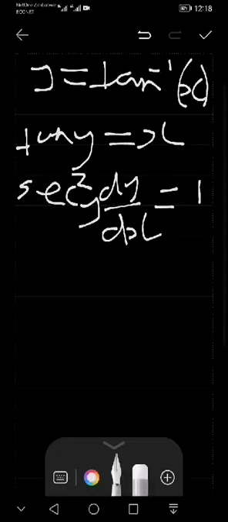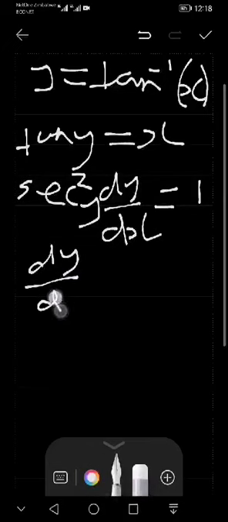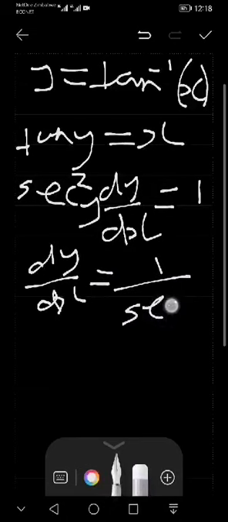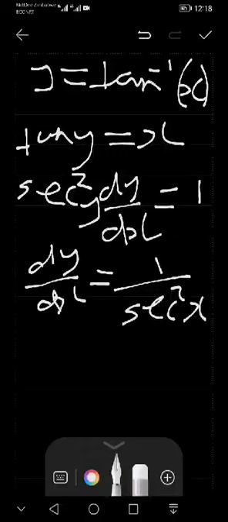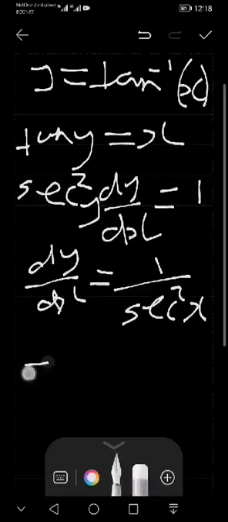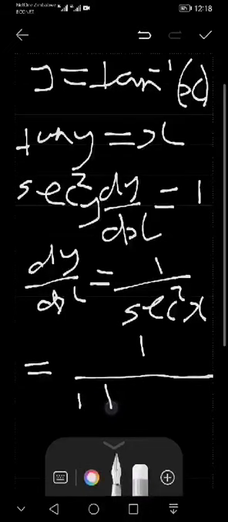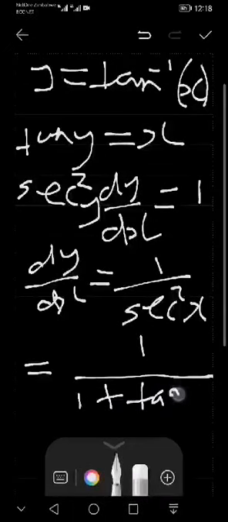Okay, so we can then make dy/dx the subject of the formula. We can say dy/dx is equal to 1 over sec squared x. Then we can also use another identity for sec squared. I hope you remember that sec squared is just the same as 1 plus tan squared y. This is y, not x. This is y, sec squared y, right?